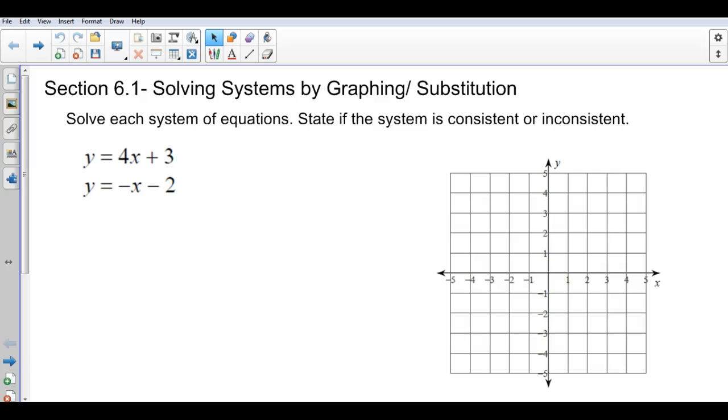Hello, welcome to section 6.1. We're going to talk about how to solve systems of equations by graphing and by a method called substitution.